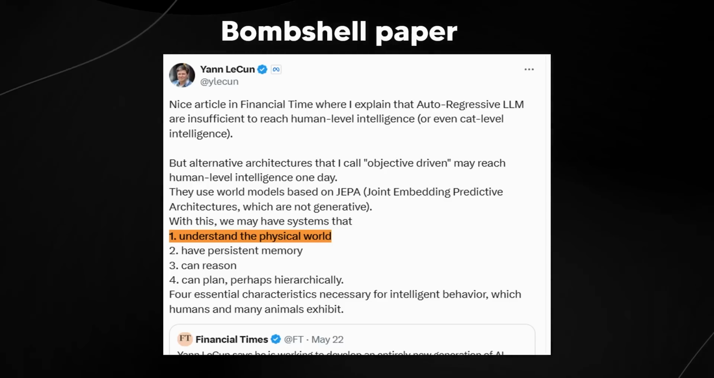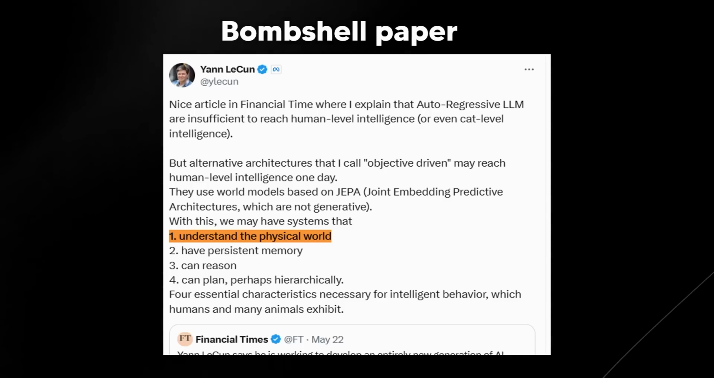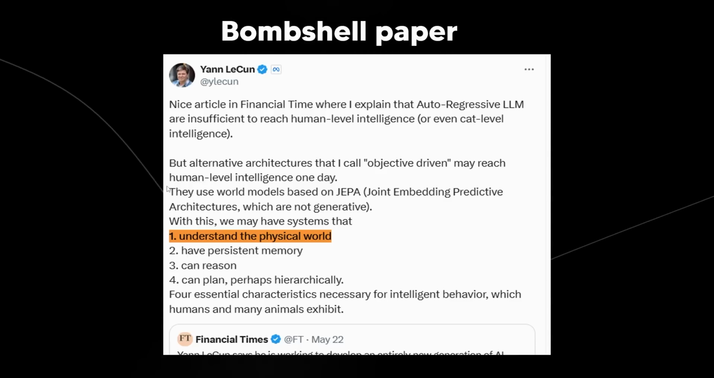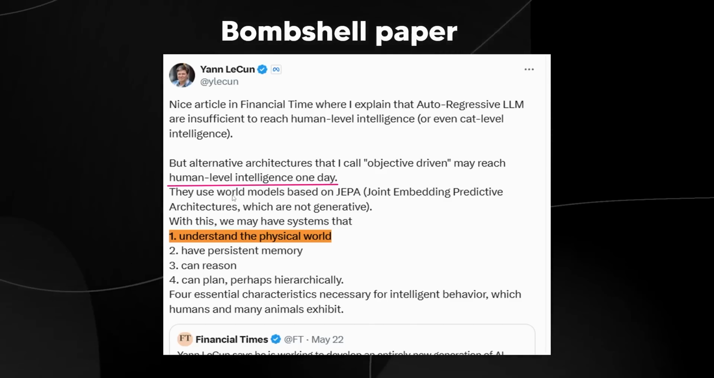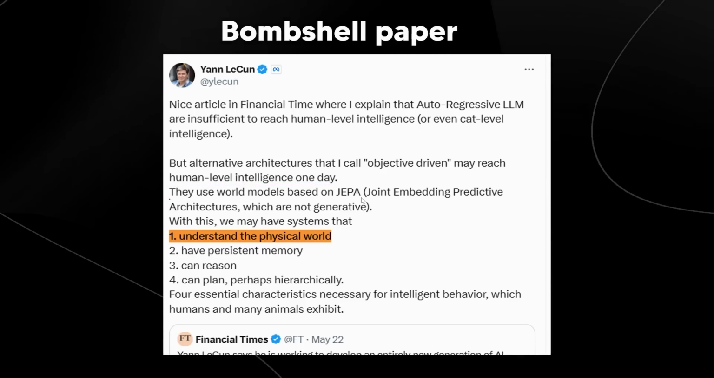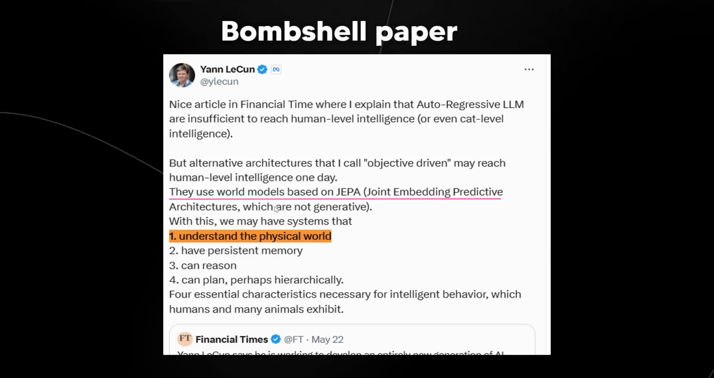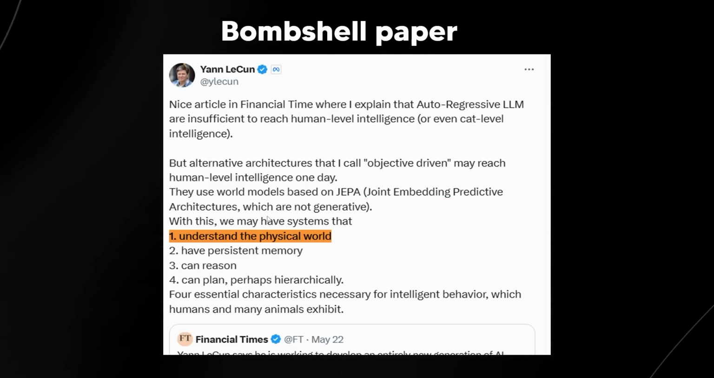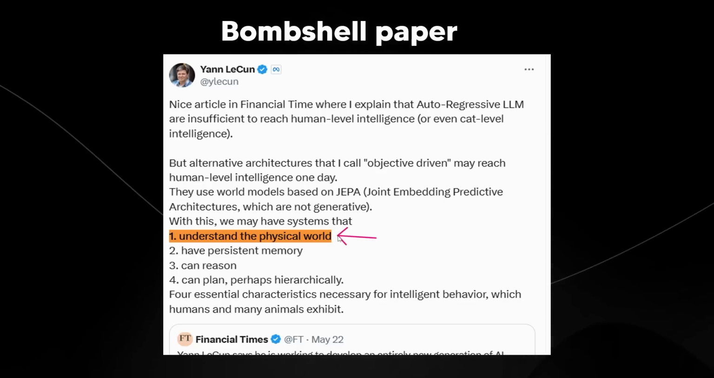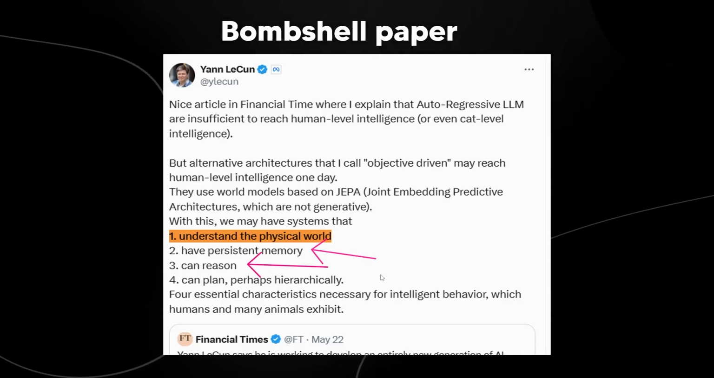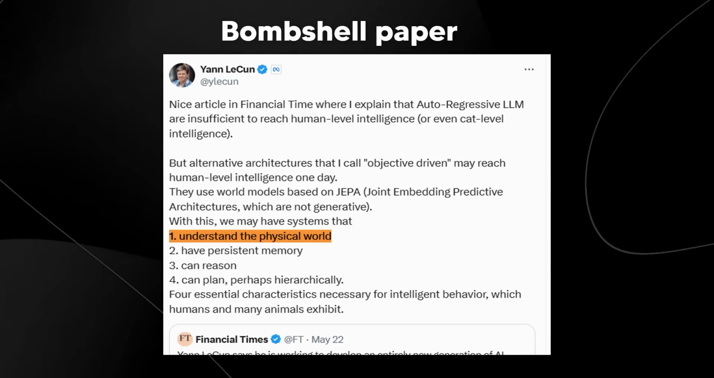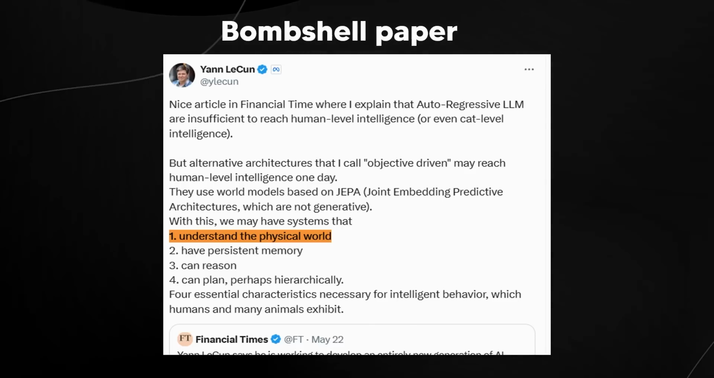He focuses on an entirely different architecture called objective-driven AI. Now, basically, what he says is that objective-driven AI may actually reach human-level intelligence one day. He basically says that this kind of AI uses world models, joint embedding predictive architectures, which are not generative. And with this, you can get to systems that understand the physical world, have persistent memory, can reason, and can perhaps plan hierarchically. So this is Yann LeCun's entire theory. This is what he's working on at Meta, and this is his big thing.